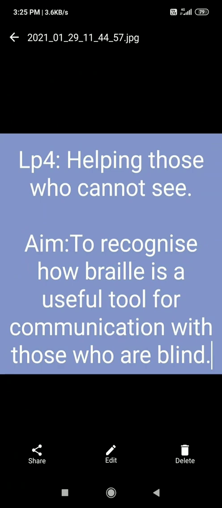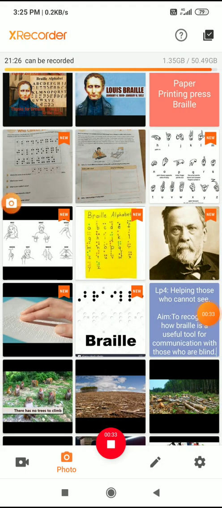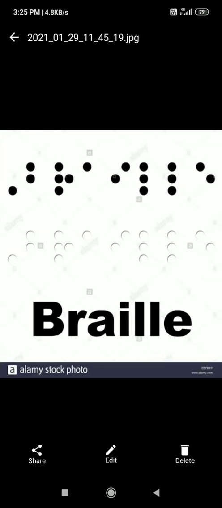So students, the keyword is Braille. In this lesson we will discuss how blind people recognize words, how they are able to write and read. The keyword is Braille. Now we can see the alphabets, we can see the words, and we can read and understand things.